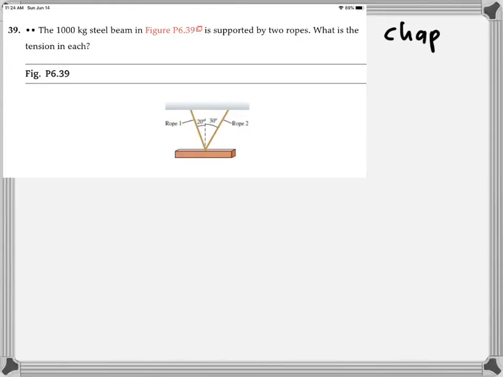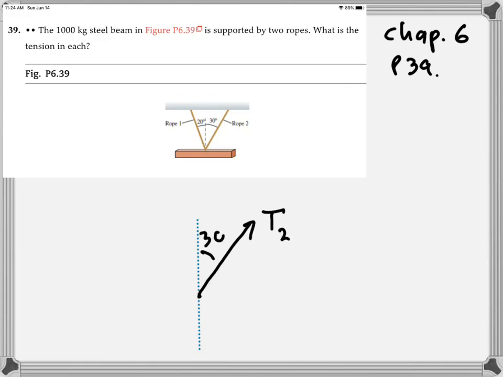All right, let's take a look at this problem. This is chapter 6, problem 39. We're going to start by drawing the free body diagram for this problem. So we're going to use the beam as the object of interest, and we're drawing the tension on rope number 2 at 30 degrees from the vertical, and we have tension on rope 1 at 20 degrees from the vertical.